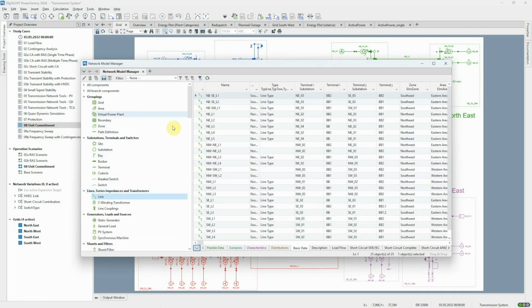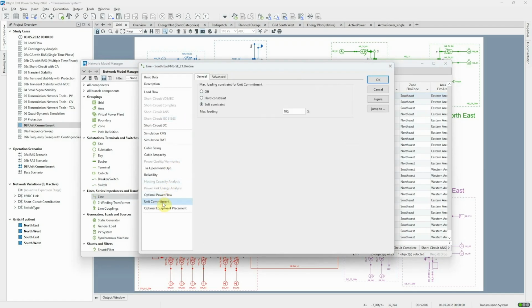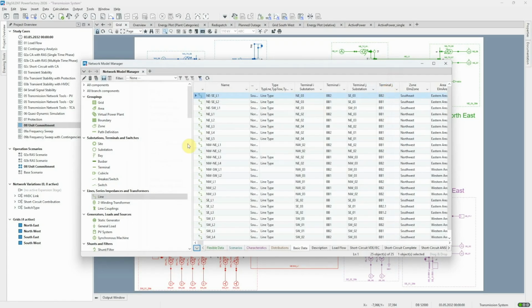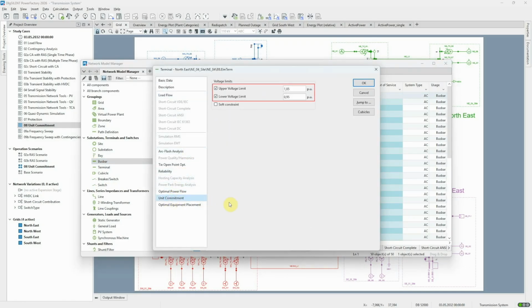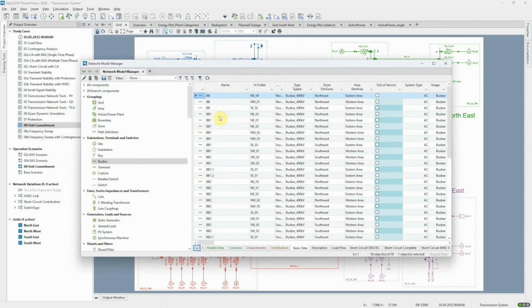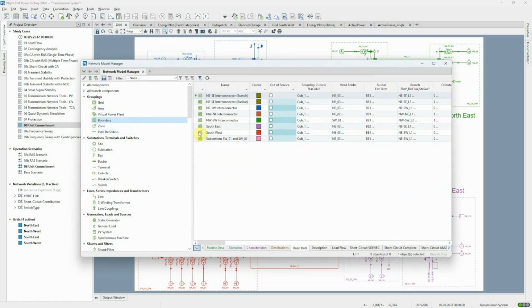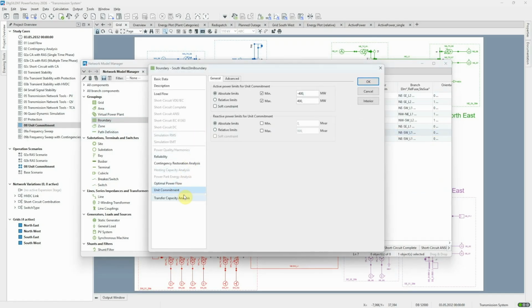In this example, we're considering branch flow constraints, which are set to a loading value of 100% for lines and transformers, and voltage constraints for main bus bars with a range between 0.95 and 1.05 per unit. Also, for the southwestern part of the network, a boundary constraint is defined and observed. The boundary flow constraint limits the active power flow to between plus and minus 400 megawatts.